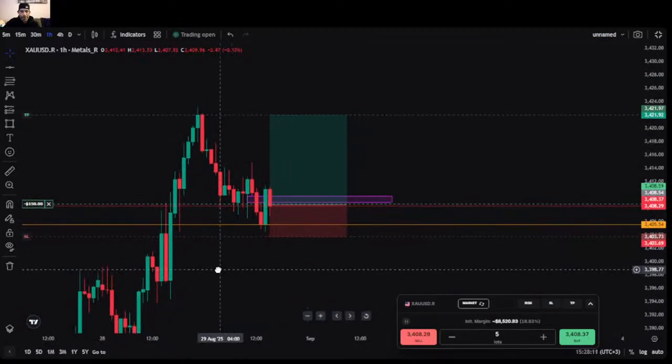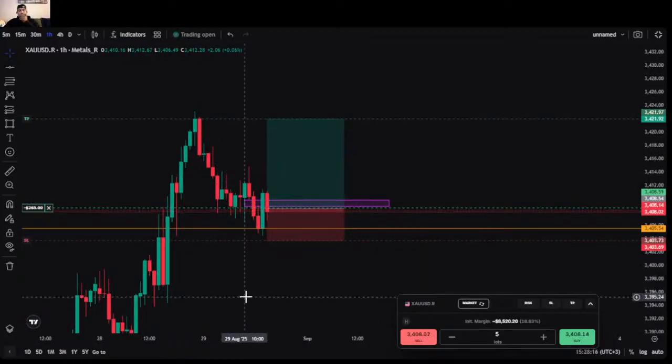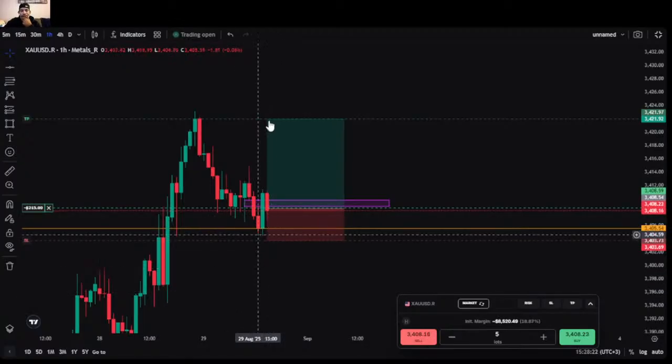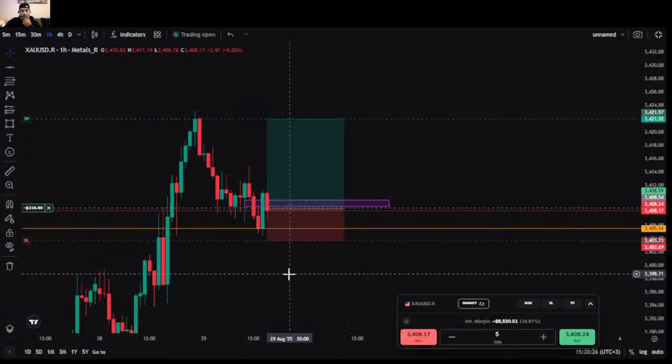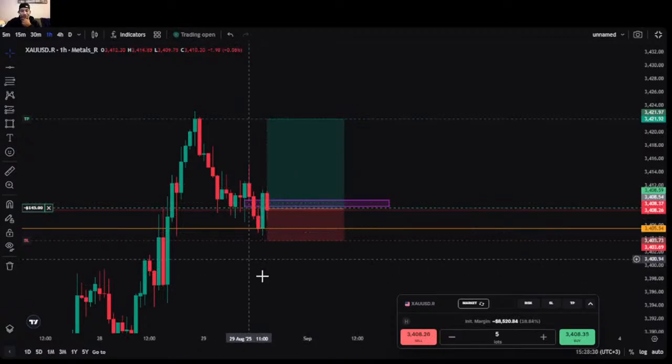Yeah, my stops are just below this 1 hour wick here. I'm not dropping it down here or anything. Just want to see if we get that move up. As soon as this thing flips bullish, if it flips, I'm going to break even.